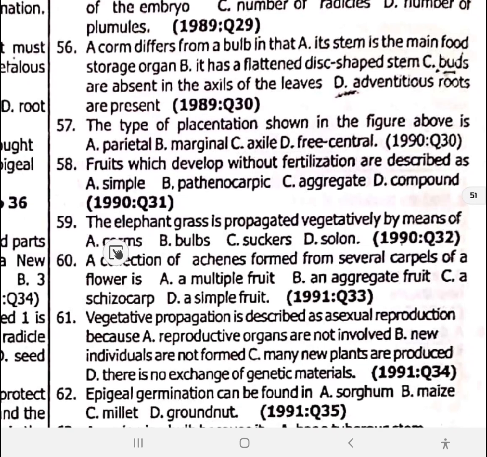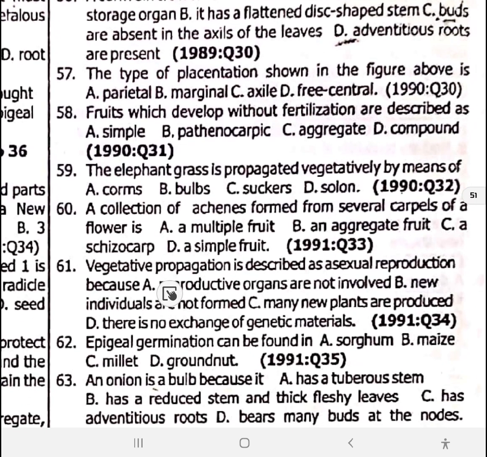So should we get back to that? 58 is parthenocarpic. 57 was skipped because they didn't give us a diagram here. 59, the elephant grass is propagated vegetatively by means of solons. Cocoyam, corms; onions, bulbs; plantain, bananas and pineapple, suckers. Solon is elephant grass. So the way to propagate elephant grass is by solon.